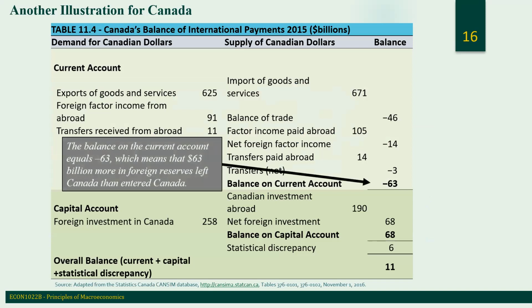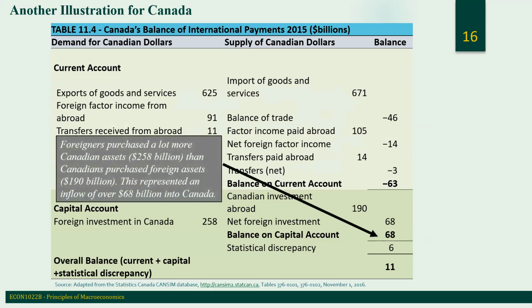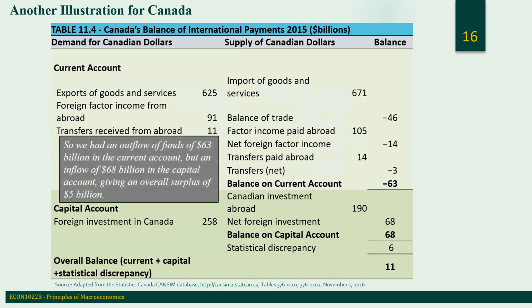So here the balance in the current account equals -63, which means that 63 billion more in foreign reserves left Canada than entered Canada. Then foreigners purchased a lot more Canadian assets, 258 billion, than Canadians purchased foreign assets, 190 billion. This represented an inflow of over 68 billion into Canada. So we had an outflow of funds, 63 billion in the current account, but an inflow of 68 billion in the capital account, giving an overall surplus of 5 billion.